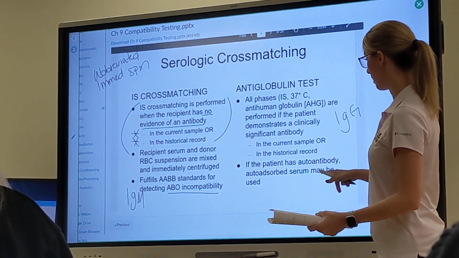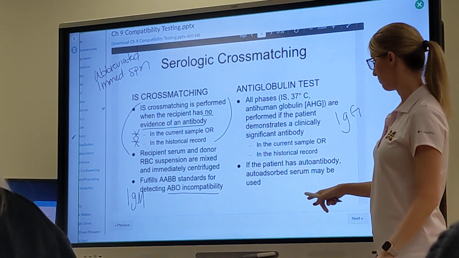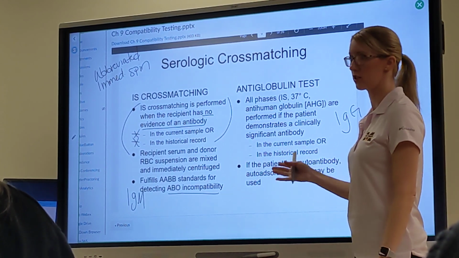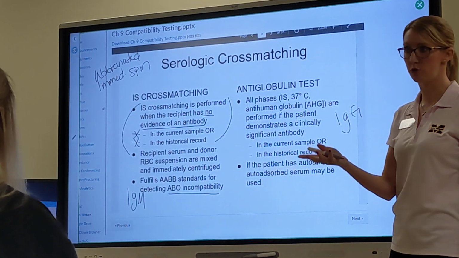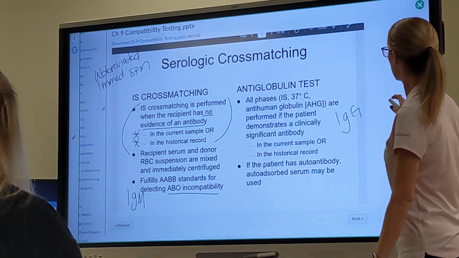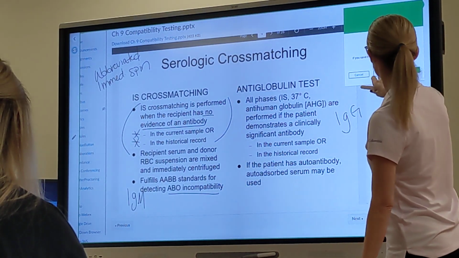And so if the patient has an autoantibody, most of the time this is just done at reference labs, so you would have sent a sample out. Unless they teach you how to do this, which I've never done before. The auto.